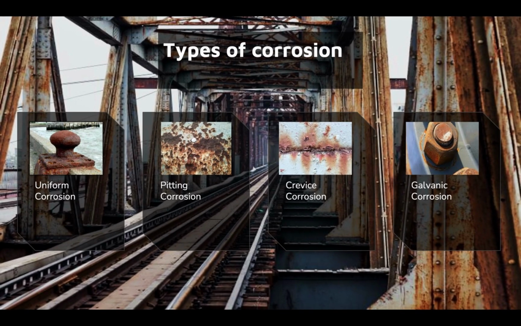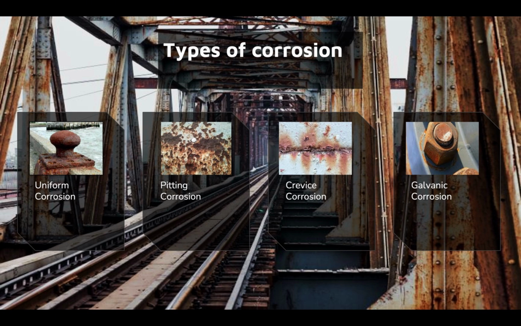Types of corrosion. Uniform corrosion. This is the most common type, where the metal corrodes evenly across its surface. It usually occurs in the form of rust on iron or steel. It's relatively easy to predict and measure.